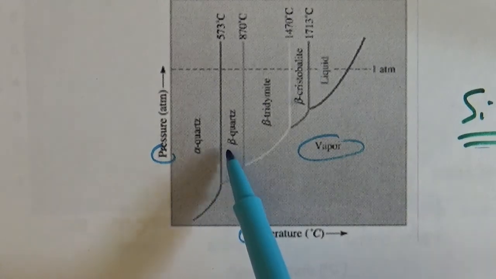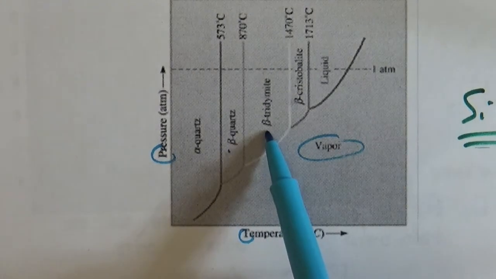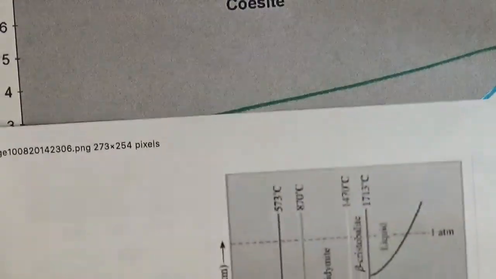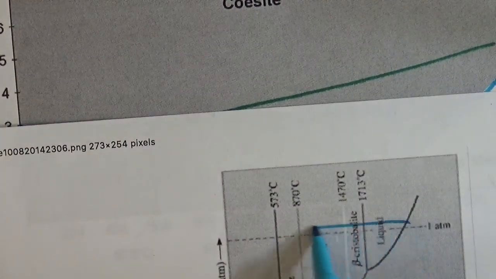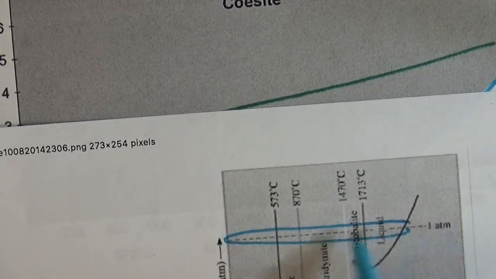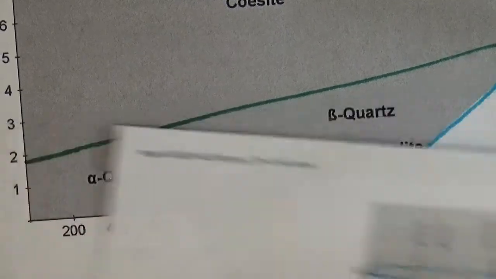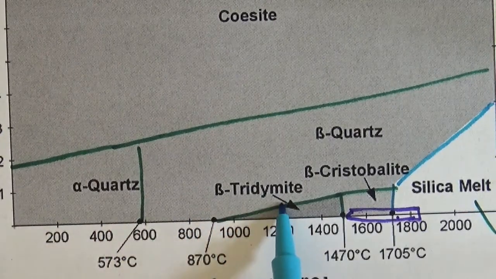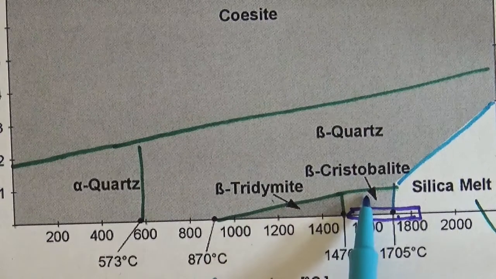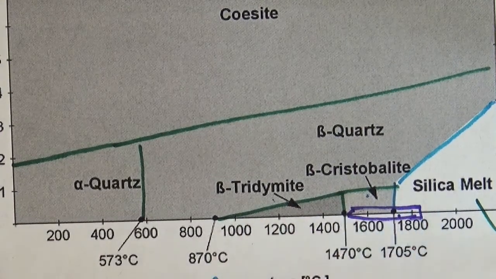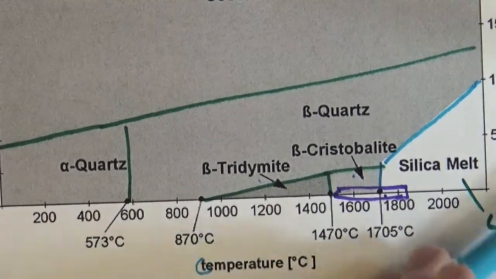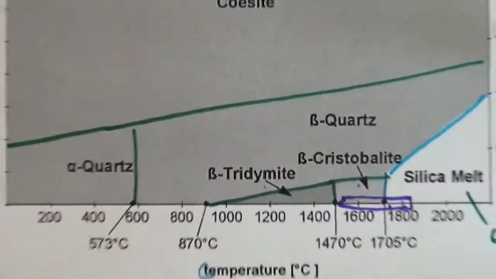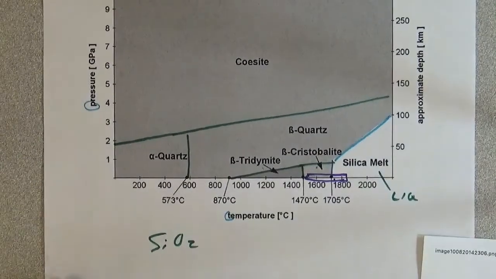So it goes alpha quartz, beta quartz, beta tridymite, beta cristobalite, liquid, and this was 1 atmosphere. So at 1 atmosphere that goes through these transformations, and you get the same here: alpha, beta quartz, beta tridymite, beta cristobalite, and then liquid. So the vapor is sitting off this edge. And this was a single composition.